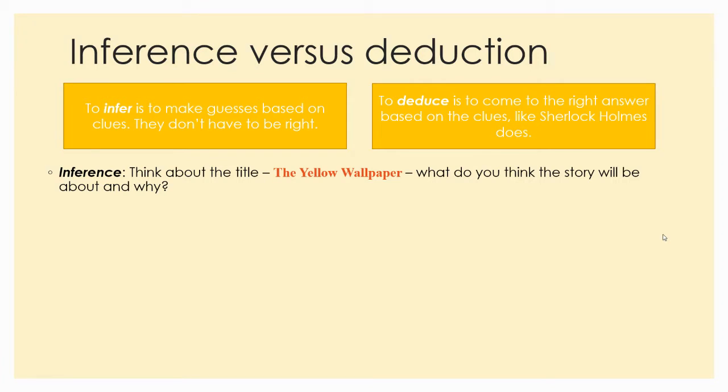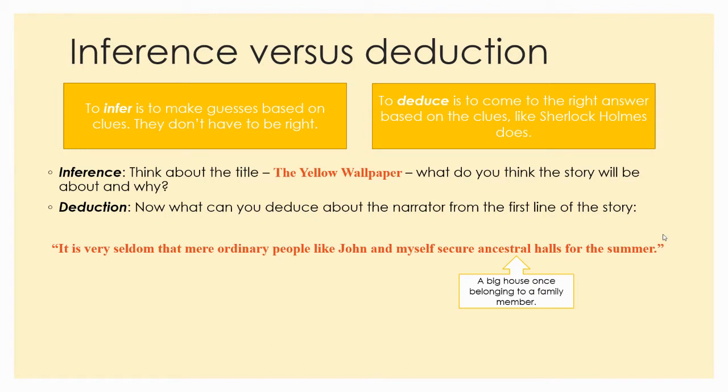And then deduction. So what can you deduce about the narrator from the first line of the story? What can you work out and come to an educated guess about the narrator? So it's probably going to be right. The first line is: "It is very seldom that mere ordinary people like John and myself secure ancestral halls for the summer." I've just said what that means. So have a go now at thinking, what can you deduce about the narrator? Pause.